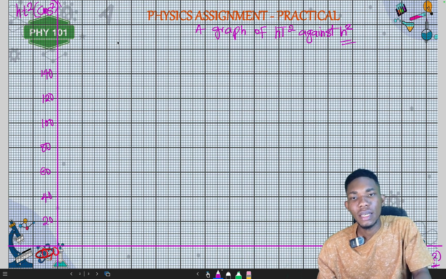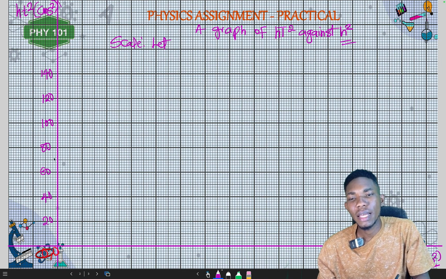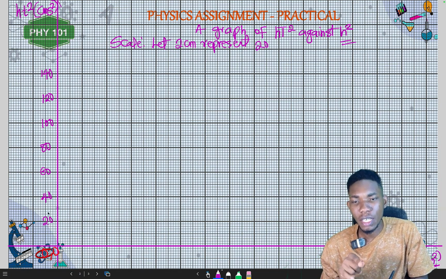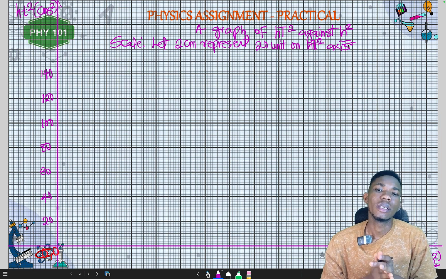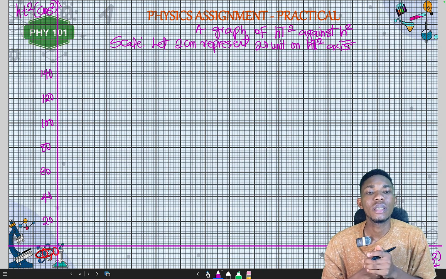So you are now going to write the key. Write K. Let this centimeter, yes, about 2 centimeter, represent 20 units, because 2 centimeter represented 20 units here, on HT square axis. So you write it that way. Is that okay? Let 2 centimeter represent 20 units on HT square axis.